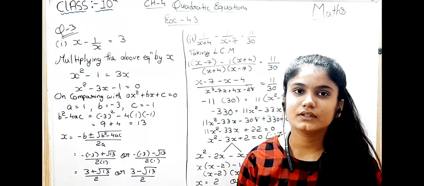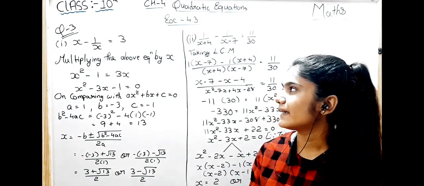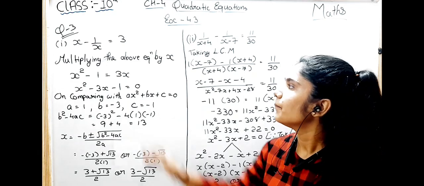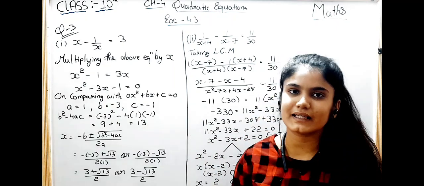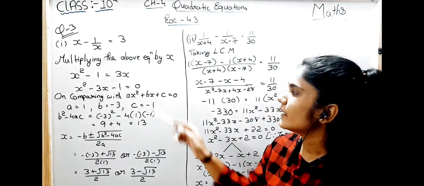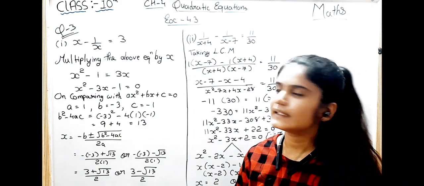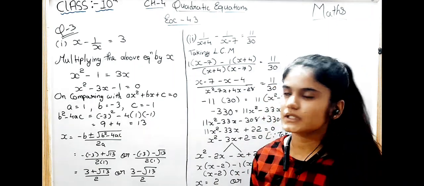Moving to question number 3, in that number 1. x minus 1 upon x is equals to 3. Multiplying the above equation by x, we get x square minus 1 is equals to 3x. Arranging them in the format of a quadratic equation: x square minus 3x minus 1 is equals to 0.